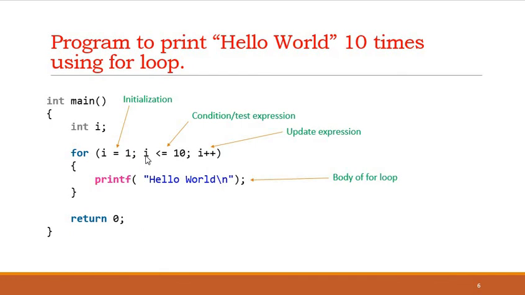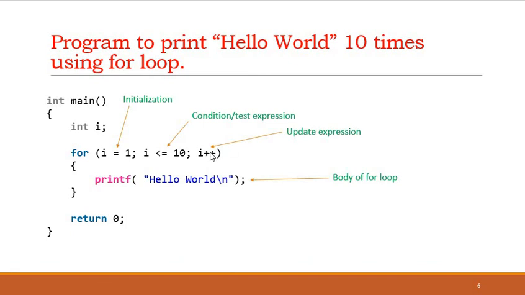So for i equal to 2, this condition will again be true, because 2 is less than or equal to 10. So 2 is less than 10, that's why it is true. Then again we will go for printf hello world, so hello world will be printed a second time.